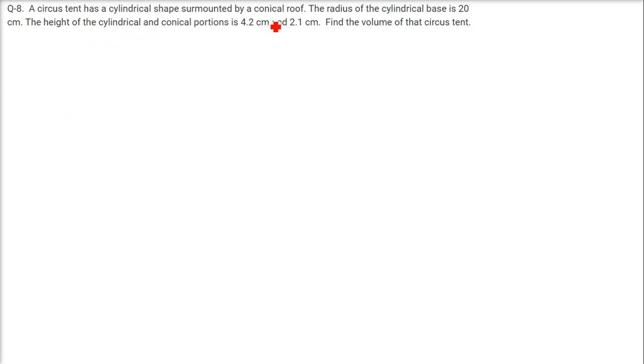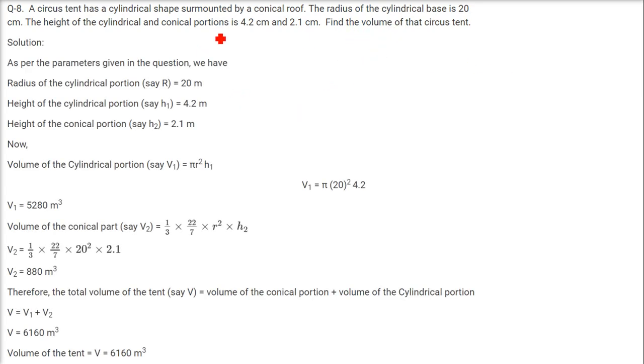Now a circus tent has a cylindrical shape surmounted by a conical roof. The radius of the cylindrical base is 20 centimeter. The heights of the cylindrical and the conical portions are 4.2 and 2.1. Find the volume of the circus tent.